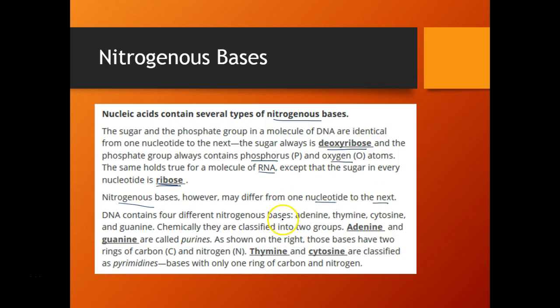The one part that does differ is the nitrogenous bases, which differ from one nucleotide to the next. So DNA has 4 different nitrogenous bases. They are adenine, thymine, cytosine, and guanine. So A, T, C, and G. Chemically, they are classified into 2 groups. A and G, adenine and guanine, are called purines, and these bases have 2 rings of carbon and nitrogen. Thymine and cytosine are classified as pyrimidines, which is a different type of nitrogenous base, and these bases only have 1 ring of carbon and nitrogen.